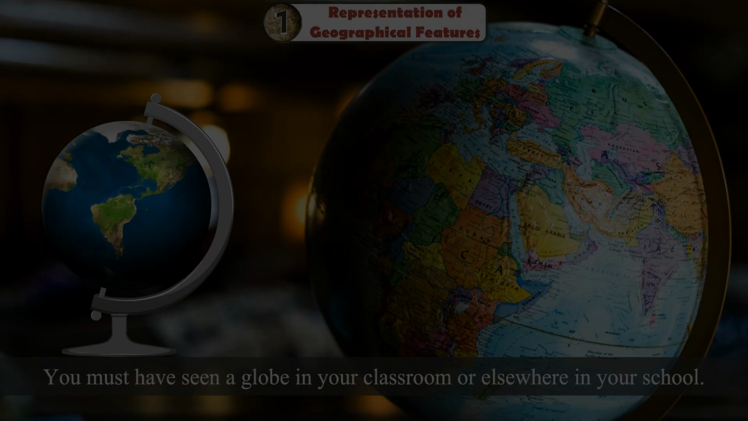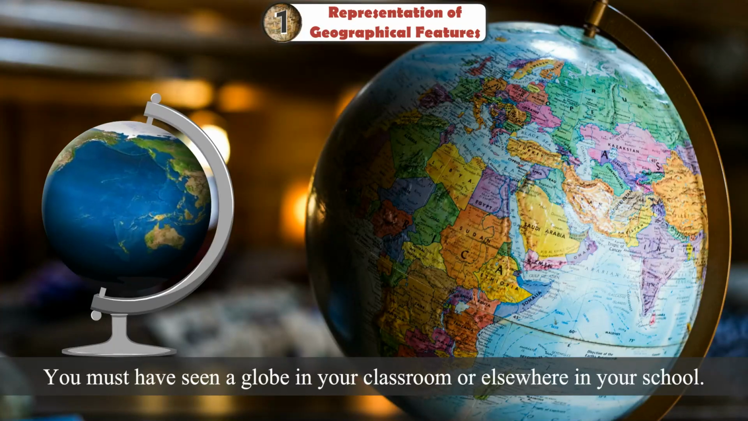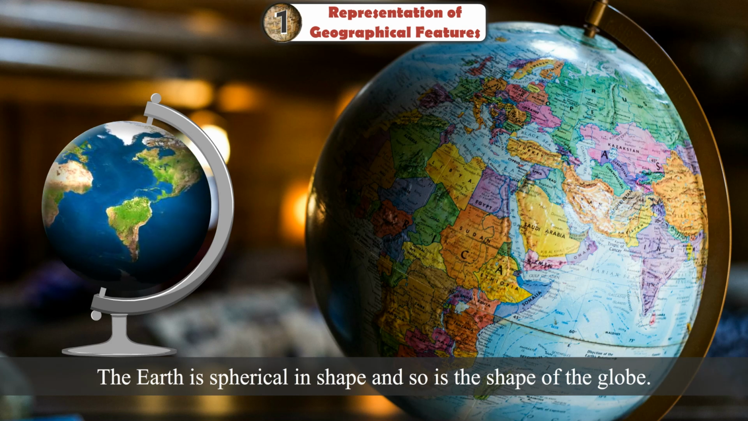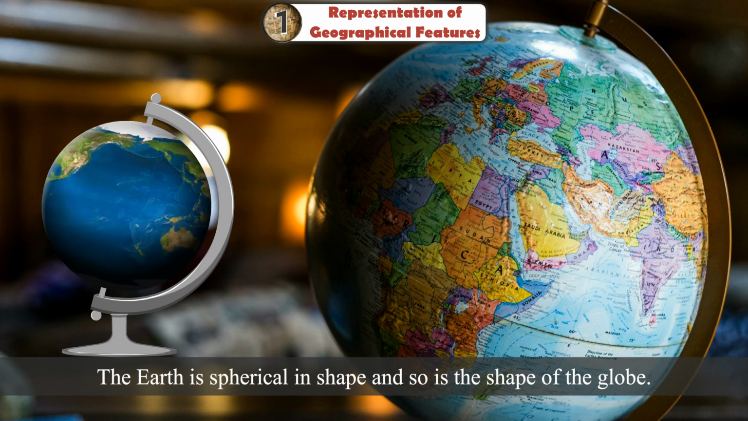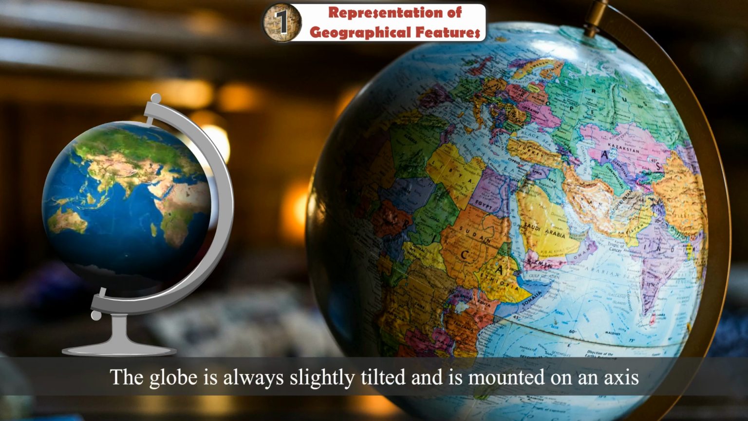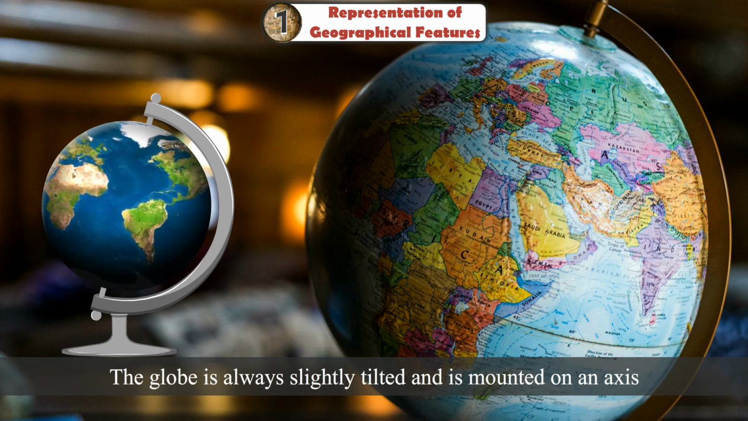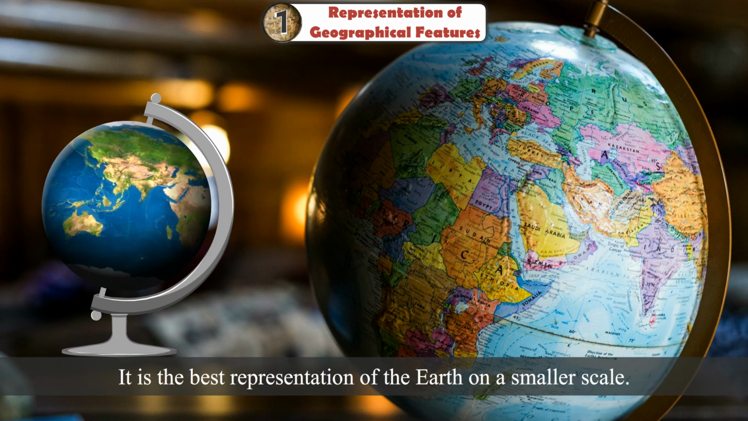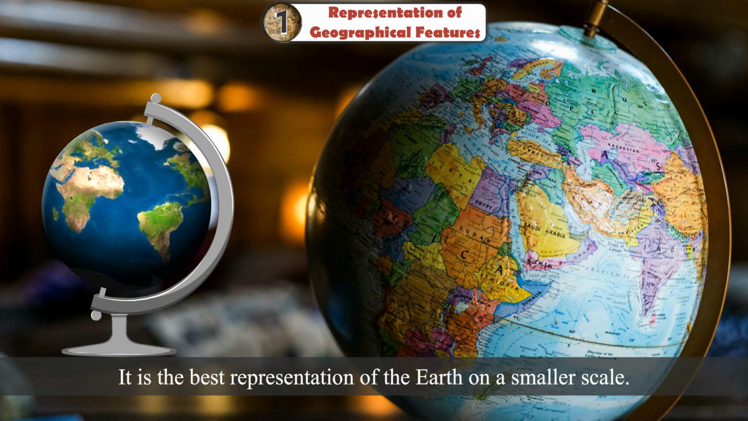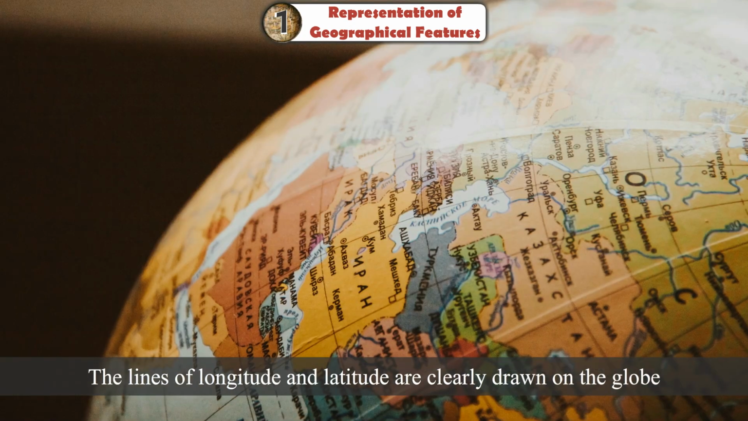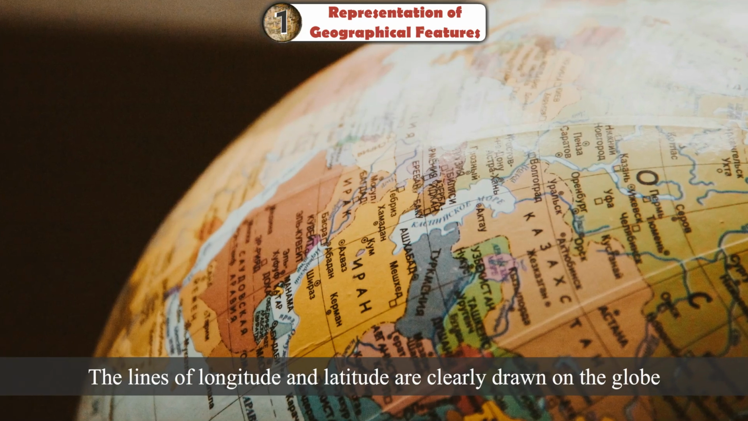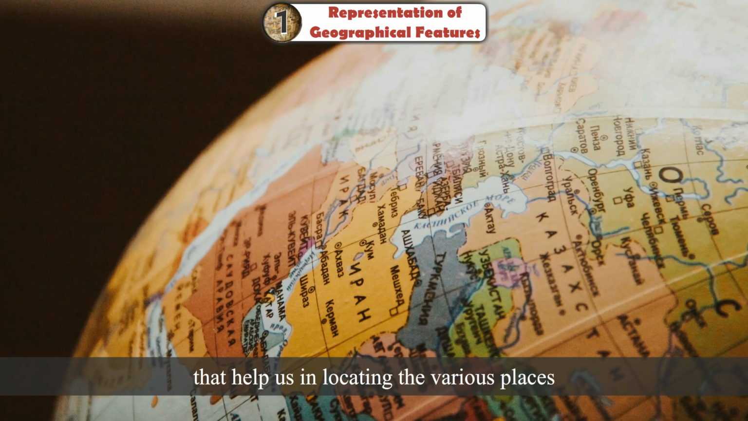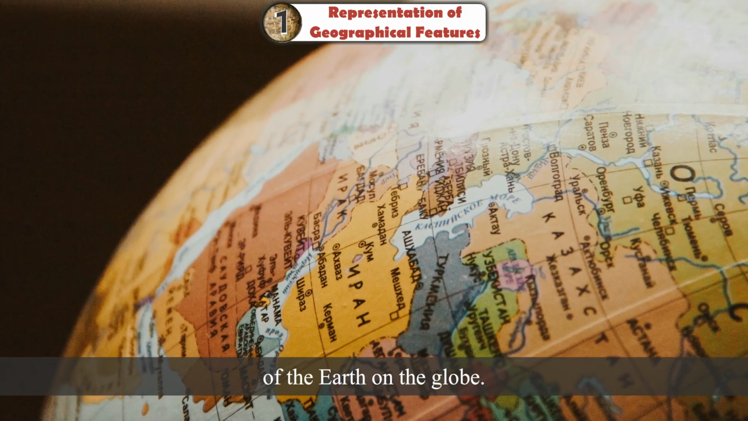Globe. You must have seen a globe in your classroom or elsewhere in your school. The earth is spherical in shape and so is the shape of the globe. The globe is always slightly tilted and is mounted on an axis that allows it to rotate freely, just like the earth. It is the best representation of the earth on a smaller scale. The lines of longitude and latitude are clearly drawn on the globe that help us in locating the various places of the earth on the globe.